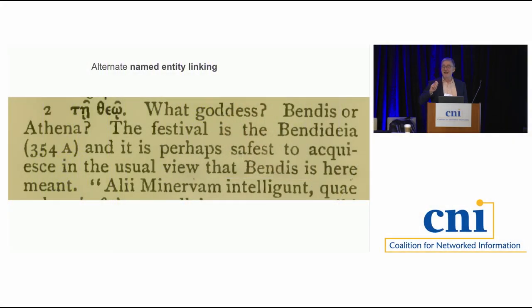Likewise here, this is the beginning of Plato's Republic, and there's a question of named entity linking. So the Greek says, to the goddess, but what goddess? And we're pretty confident we know which one it is, but it's not obvious. And there are people who made their scholarly careers figuring out which Antonius is which in a given letter by knowing social networks in the Roman Republic.